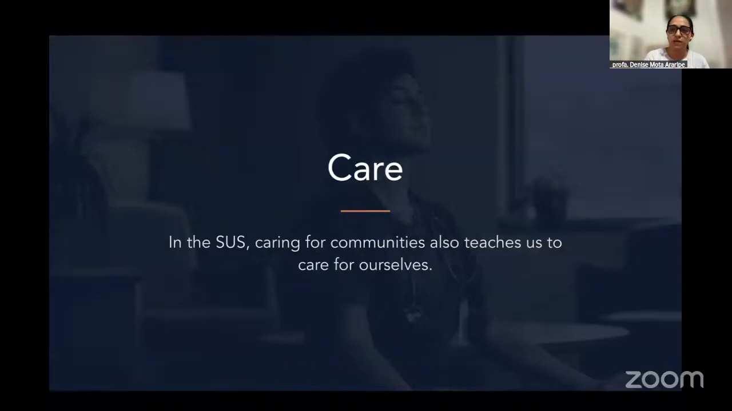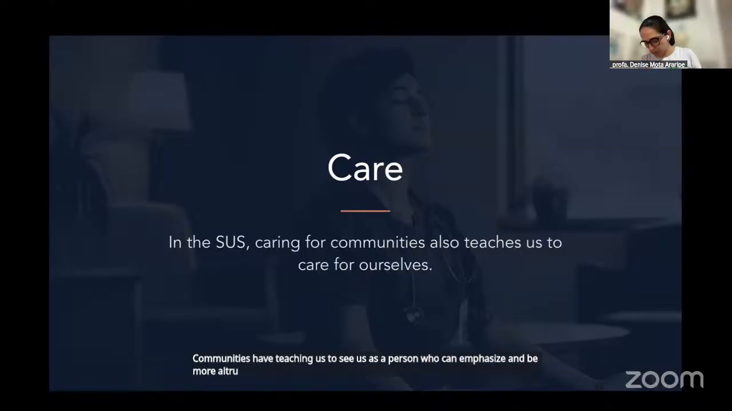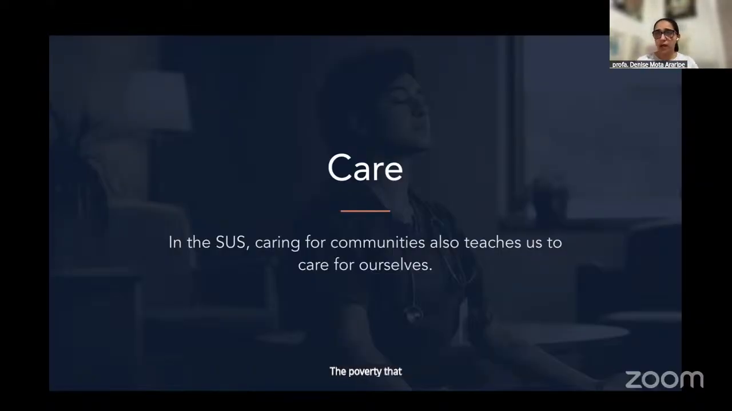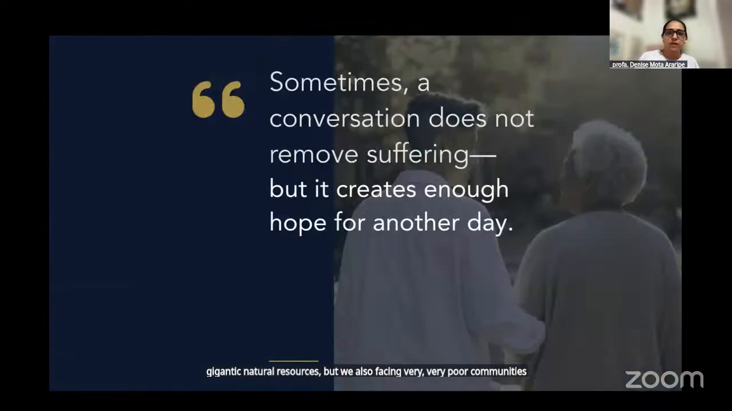At the United System in Brazil, communities have been teaching us to see ourselves as persons who can empathize and be more altruistic about the poverty around us. Brazil is a very poor country. Brazil has, of course, gigantic natural resources, but we are also facing very poor communities. We have to give hope to our patients, because hope is the strongest core capacity that brings humans together. And the sense of hope is irreplaceable.